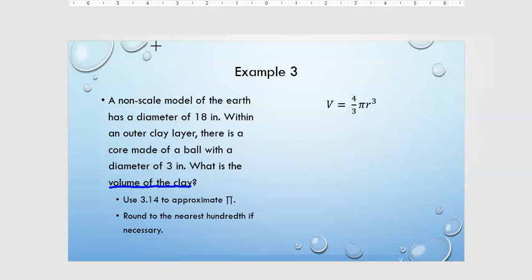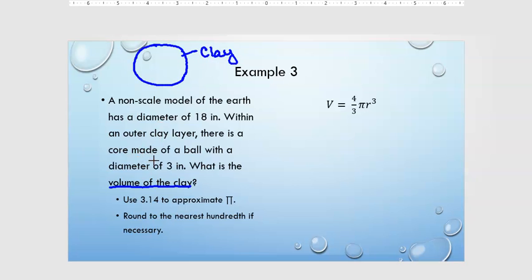So I have this scale model of the Earth, which would be a sphere, but rather than draw a sphere, I'm going to draw a cutaway. Okay, and so this would be my sphere cut in half so I can see it here. And so there's my circle, and it has a diameter of 18 inches. And this is my clay, right? All right, so this is made of clay.